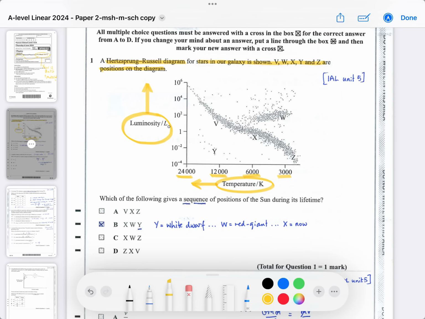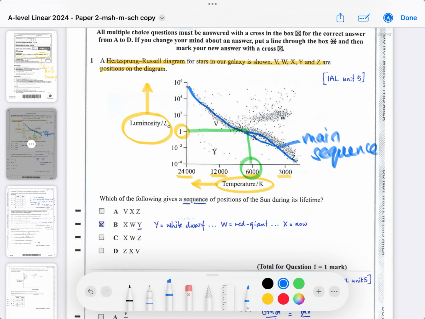What you've got to know about the Hertzsprung-Russell diagram is that 1 represents the luminosity of our sun, and our sun is also around 6,000 Kelvin. So our sun would be where the 1 meets about 6,000. This curve here is the main sequence line, the main sequence stars where they're fusing hydrogen into helium. And then you've got to know the rest of it.